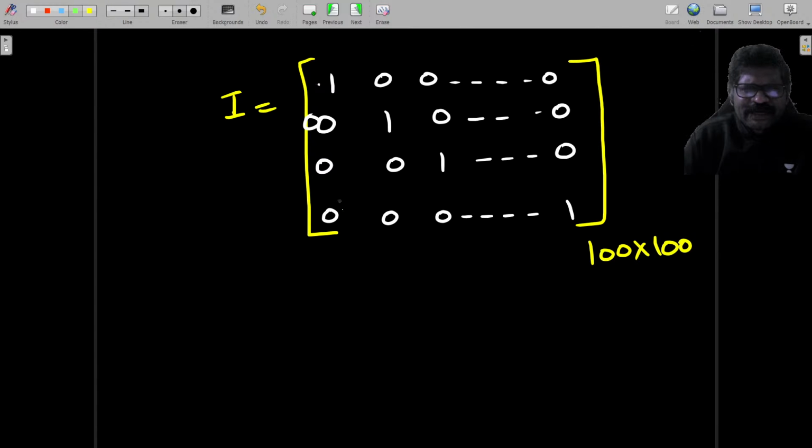Okay, it is a 100 cross 100 identity matrix. If the matrix is an identity matrix, eigenvalues are nothing but its leading diagonal elements. Eigenvalues are its leading diagonal elements.